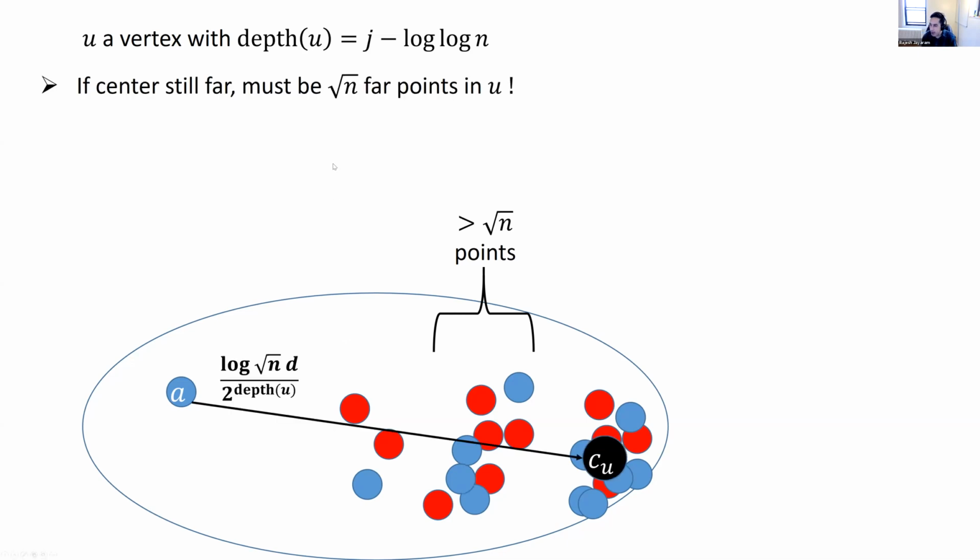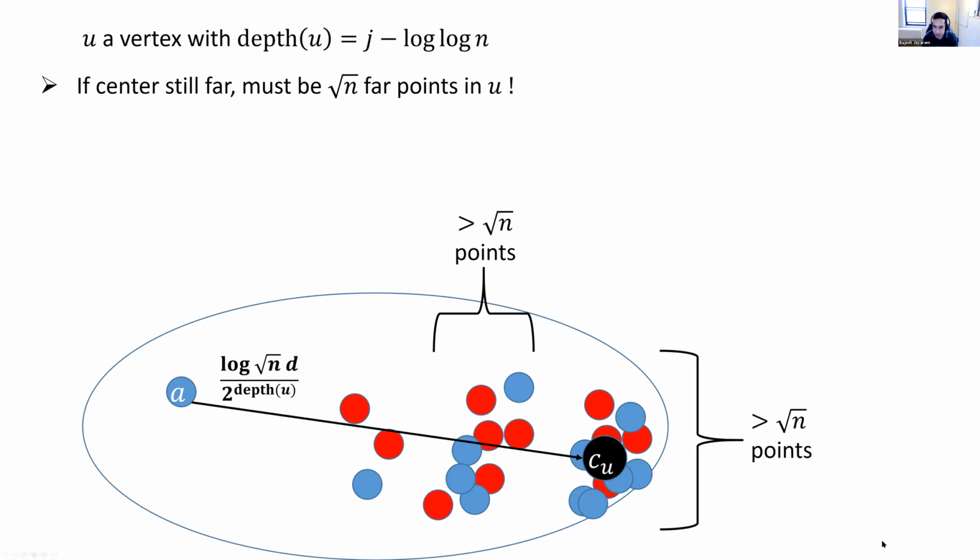So if the center of mass in particular was, say, log square root n times d over the depth of the new vertex, depth of u, then because I have root n points which are close, there needs to be root n points which are far. So I need to have a bunch of points which are actually far away to pull the root n close points, because remember the center of mass is an average.